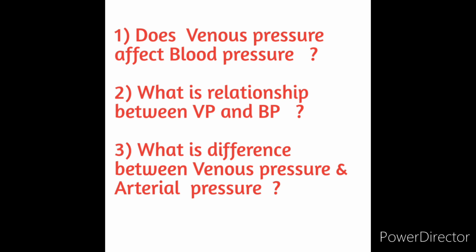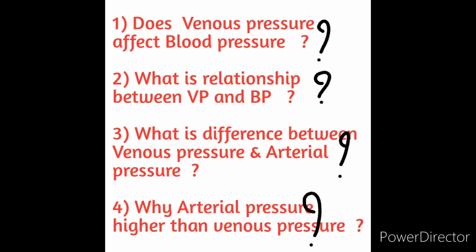What is the relationship between venous pressure and blood pressure? An increase in blood volume raises mean systemic pressure and shifts the venous return curve to the right in a parallel manner. At each level of right atrial pressure, venous return was greater at higher levels of mean systemic pressure, due to the greater pressure gradient.